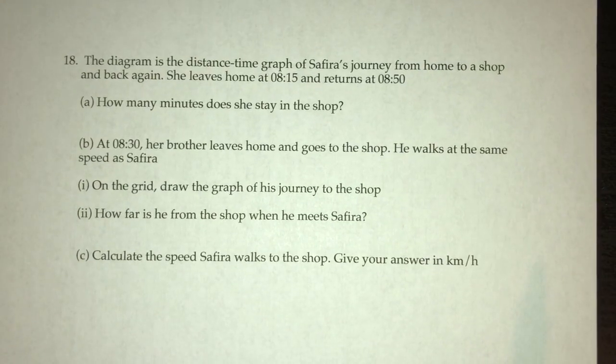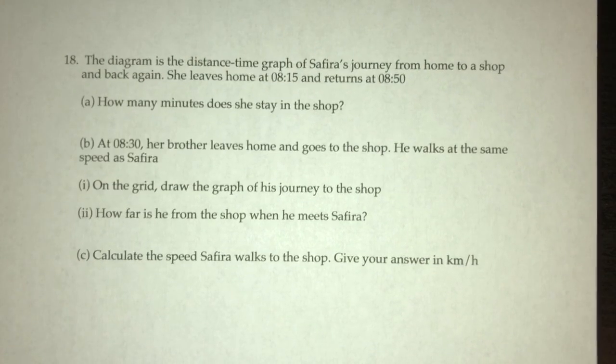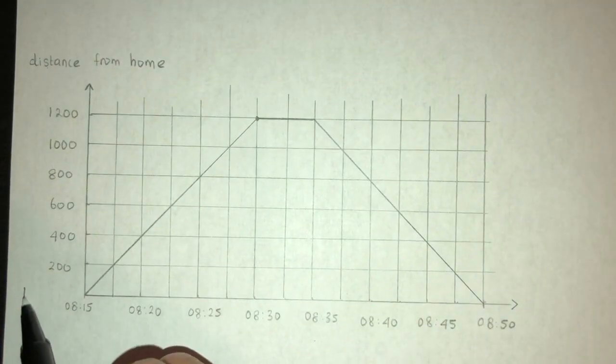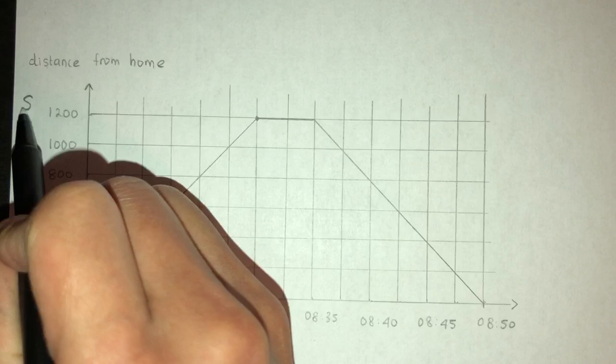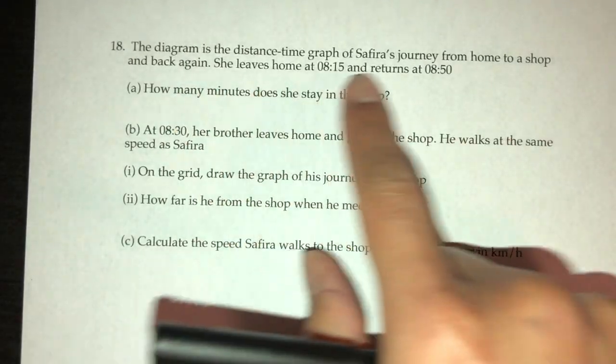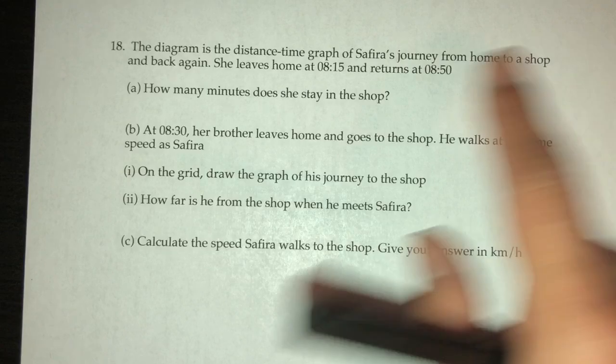Now question number 18. The diagram is the distance time graph of Safira's journey from home to a shop. So this one is the diagram. This is from home. This is home here. And the shop is here. Okay. Now it says she leaves home to a shop and back again.